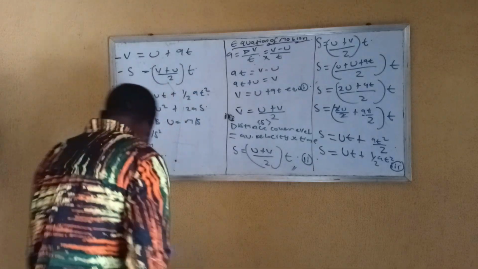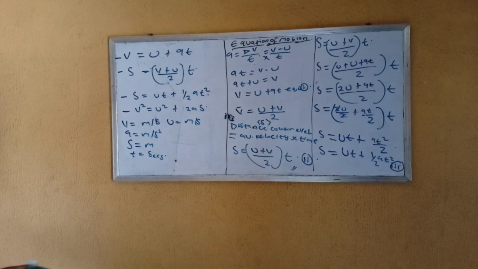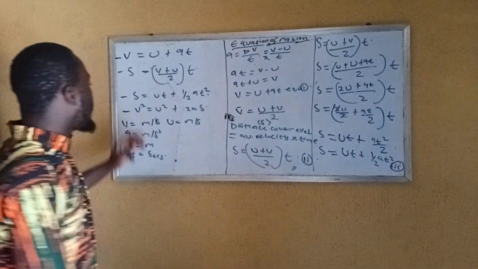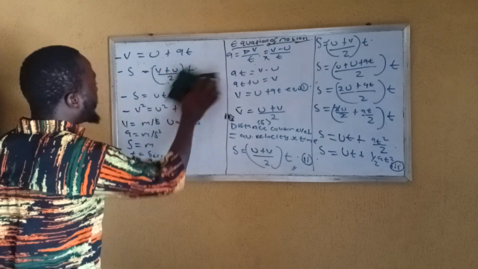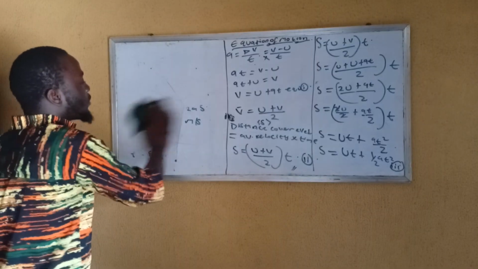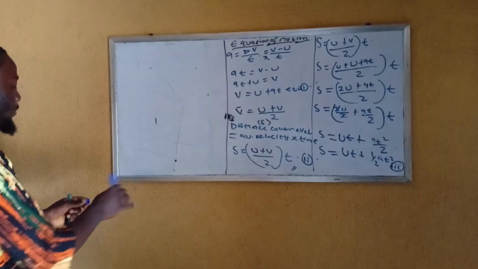Now let's move to how we get the last equation of motion. This is the fourth equation of motion. So v squared is equal to u squared plus 2as.